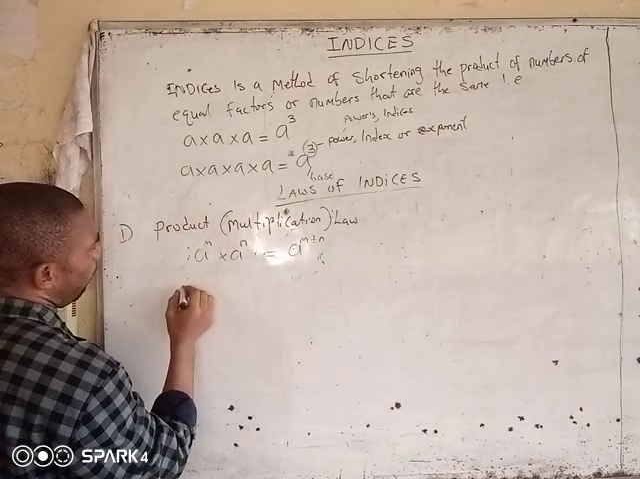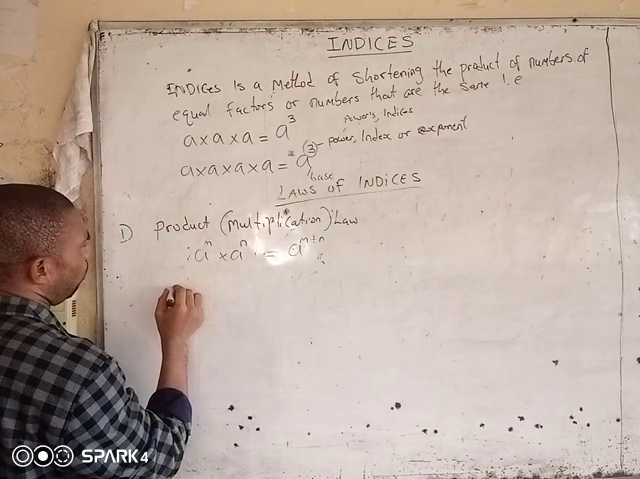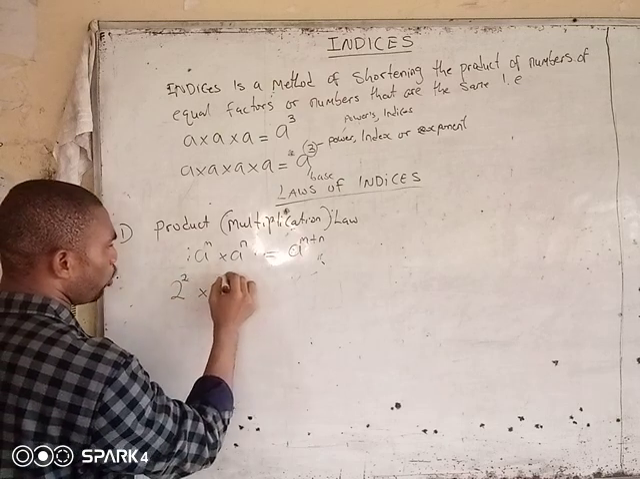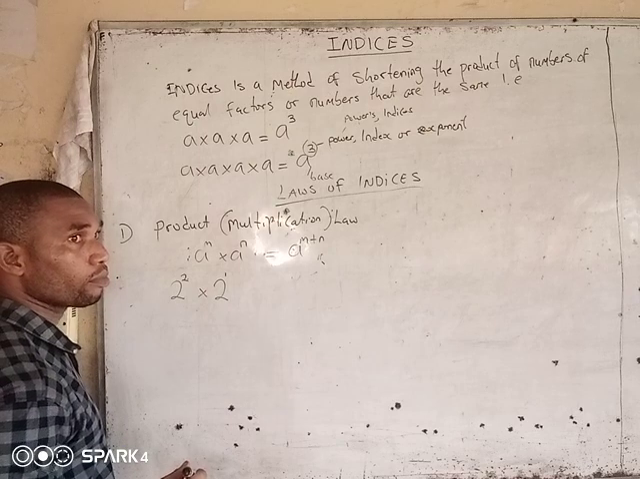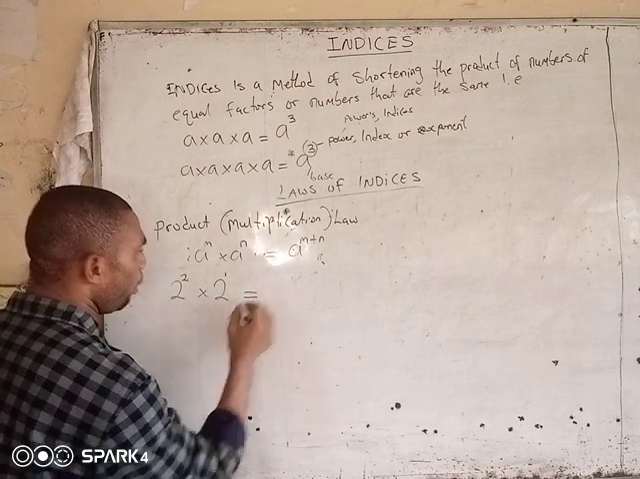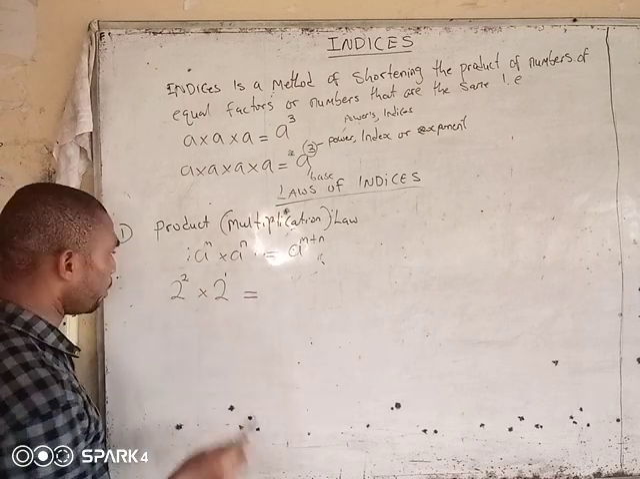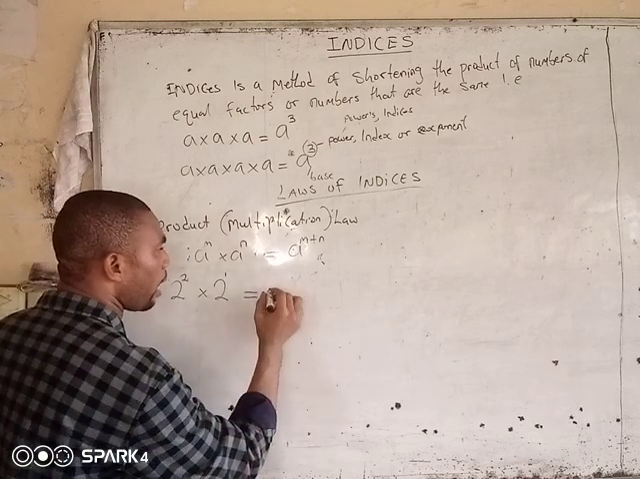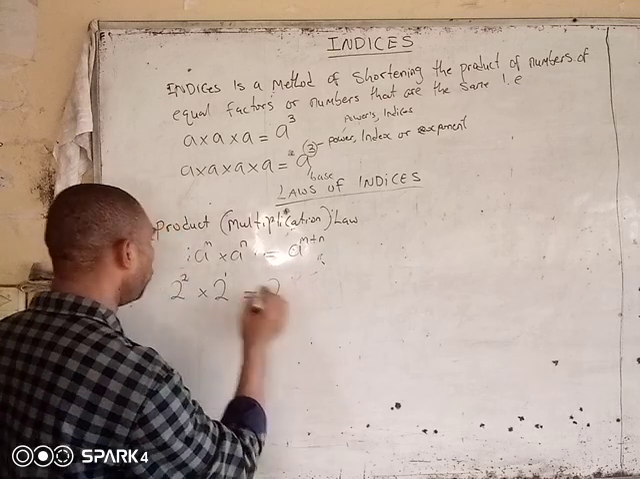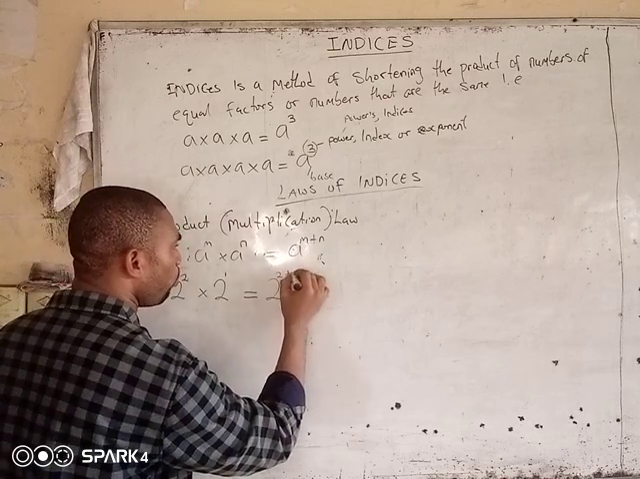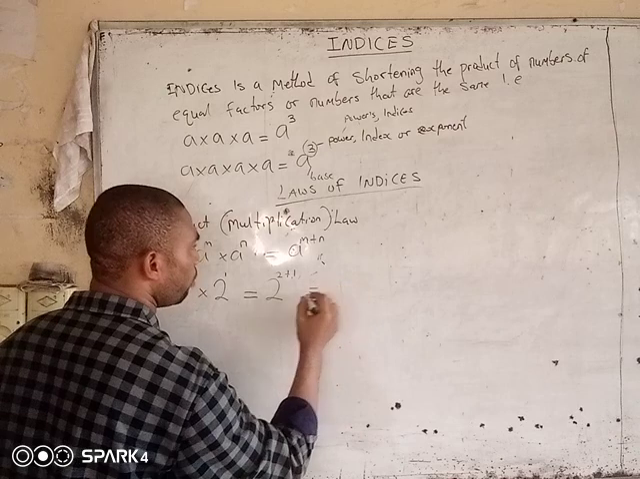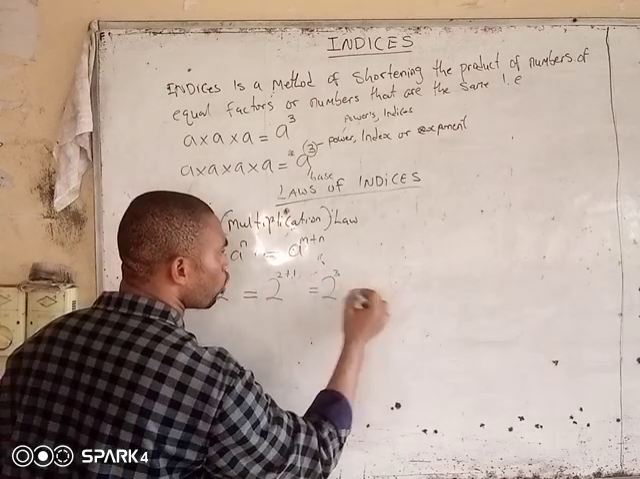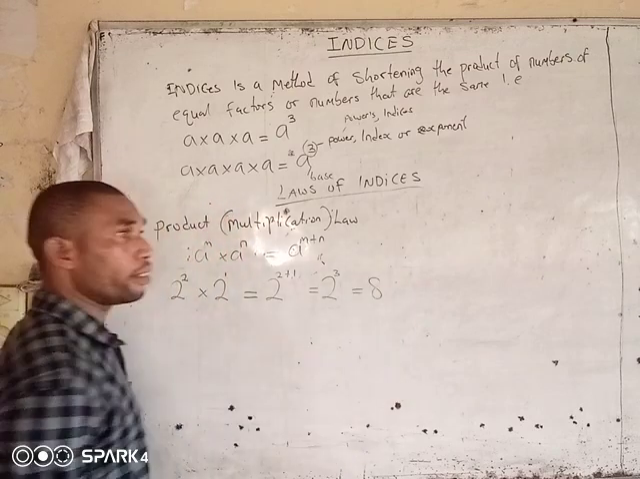Now, for example, if we have 2 raised to power 2 multiplied by 2 raised to power 1, it is the same as writing, provided the bases are the same, pick one of the bases, which is base 2, and add their powers, 2 plus 1, which gives us 2 raised to power 3. 2 plus 1 is 3, and 2 raised to power 3 is 8.